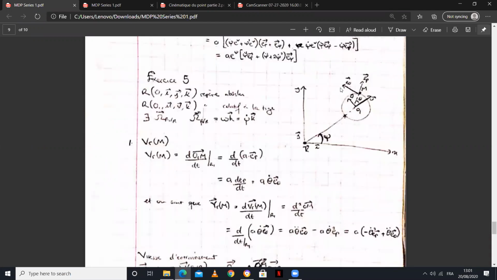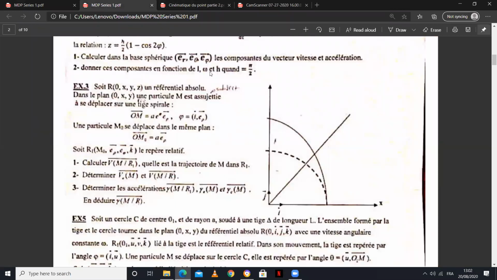Are there any other questions concerning exercise 4? Okay, I'm guessing it's clear. We go to exercise 5. This one we will try to do fast because we have to finish this today.